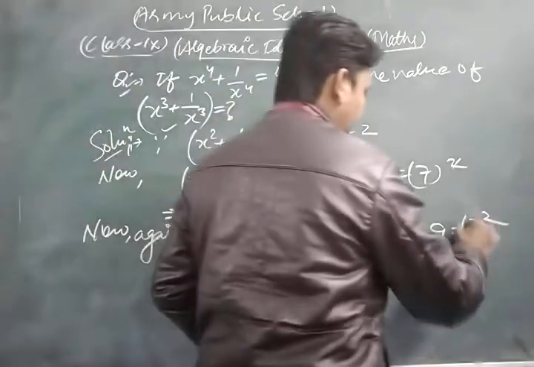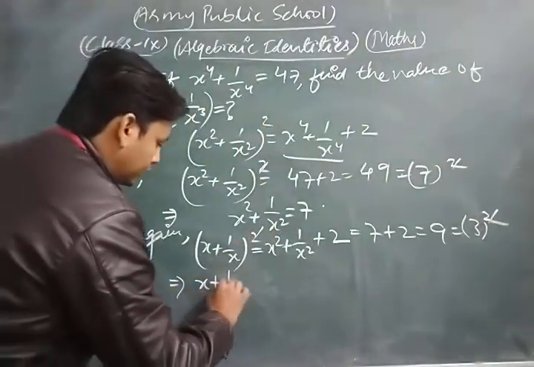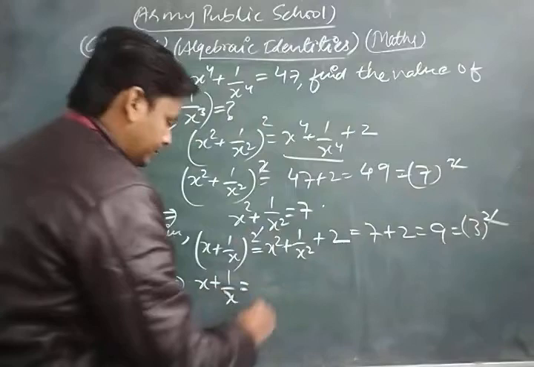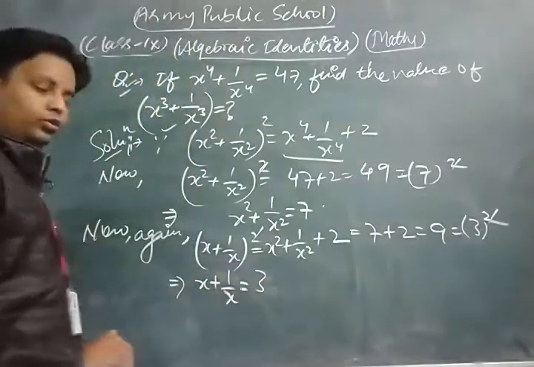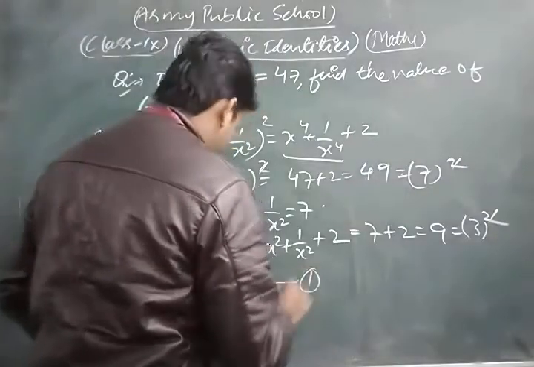So dear student, the square and the root cancel each other. So the value of x plus 1 upon x is equal to what? 3. The value of x plus 1 upon x is equal to 3. We take this as equation number 1.